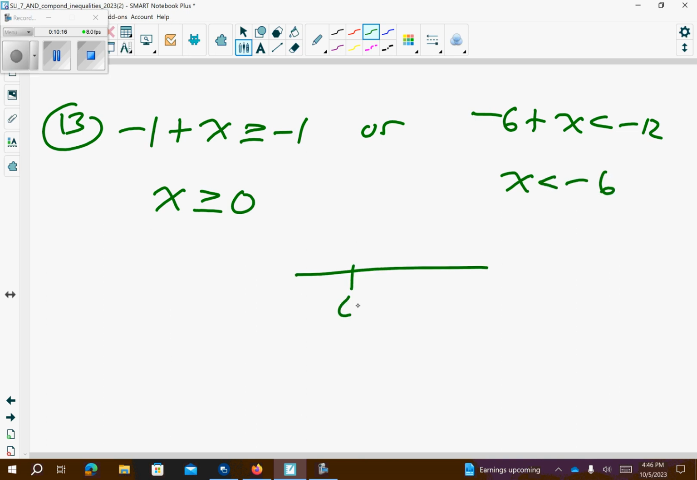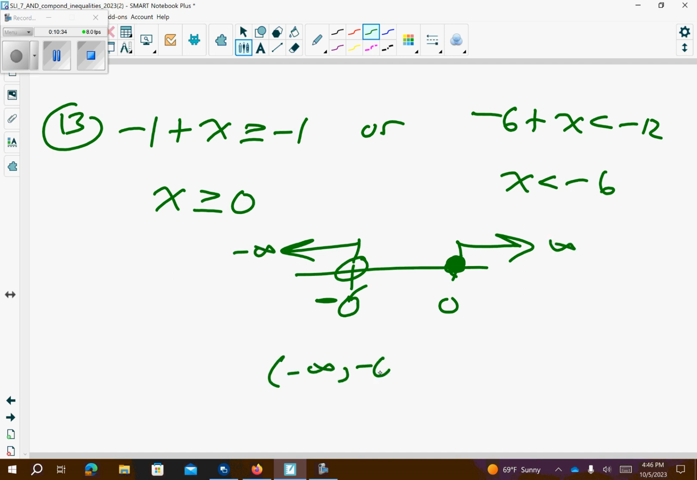So let's take a look. I have a 0 here. Oh, let's make that a -6, and then a 0 over here. So I'm less than -6. I'm greater than or equal to 0. It's an or problem, so I need to have my infinities in there. So I have -infinity to -6, and then I have a square bracket at the 0 to infinity. There's our answer.